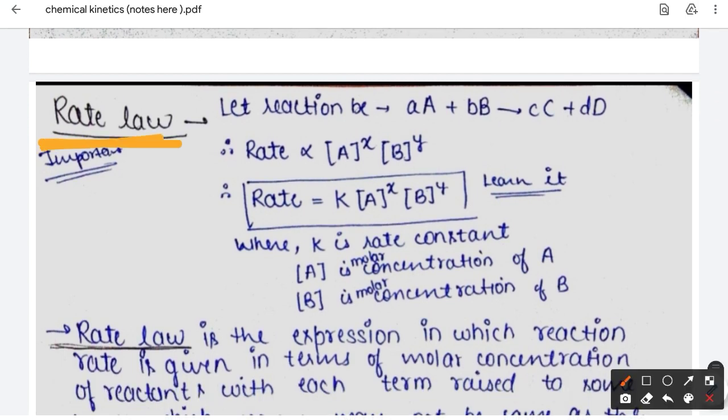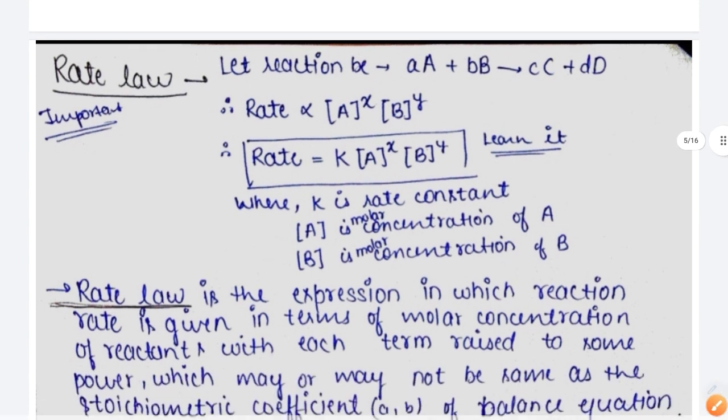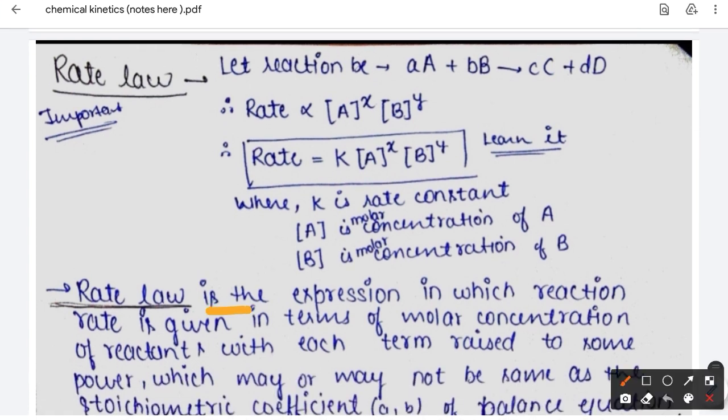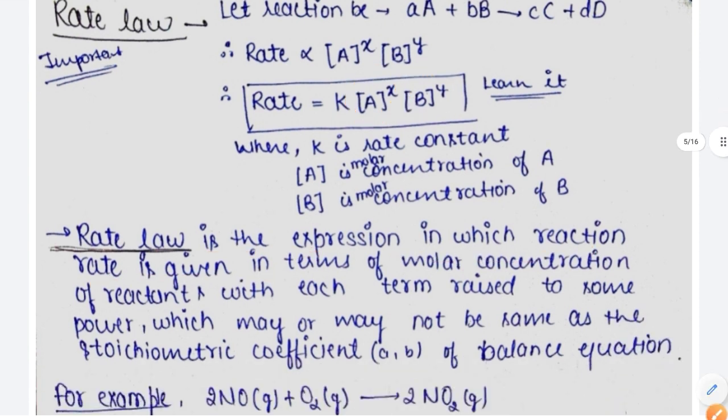Rate law. Rate law is one of the most important topics of this chapter. Rate law is the expression in which reaction rate is expressed in terms of molar concentration of reactants, each term raised to some power x and y, which may or may not be the same as the stoichiometric coefficient of the balanced equation.